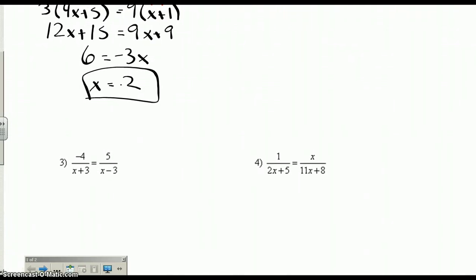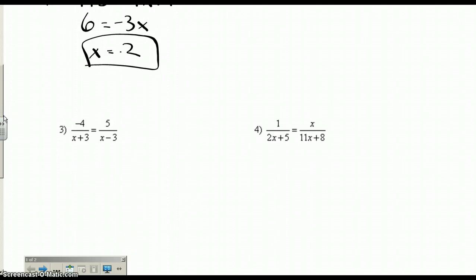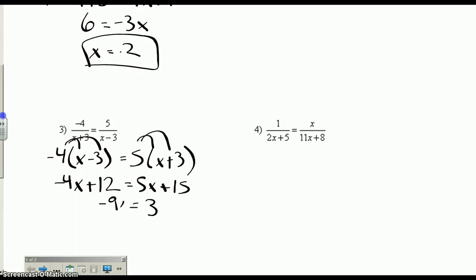Okay, so if we're looking at number 3, same idea. There's only one fraction on the left, one fraction on the right, so we can just cross multiply. I'm going to write the step out because I really want to make sure you distribute. I distribute the numbers right here. Negative 4x plus 12. Don't forget to distribute the negative sign. Distribute the 5. I get 5x plus 15. Subtract 12, I get 3 on the right side. Subtract 5, I get negative 9 on the left side. Divide by negative 9, I get negative 1/3.